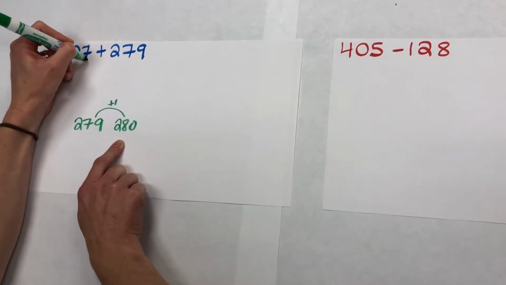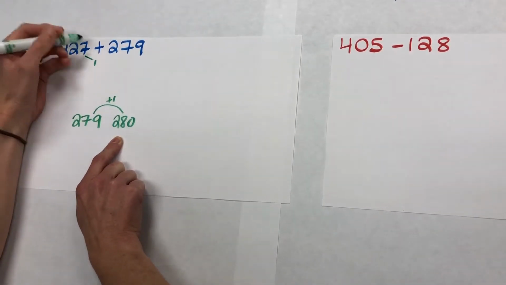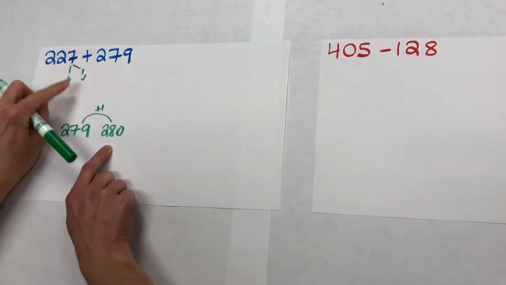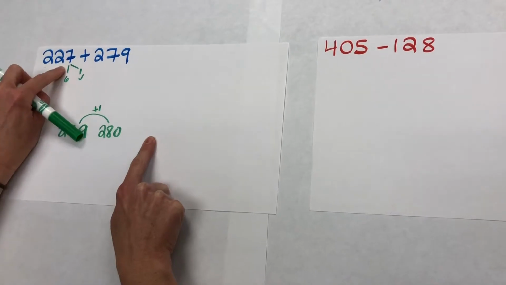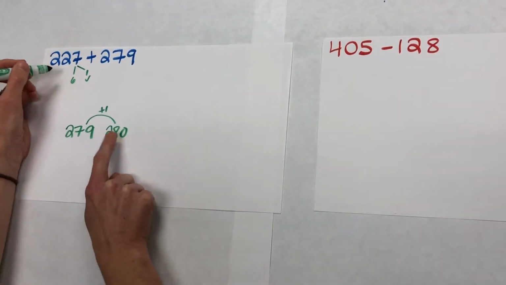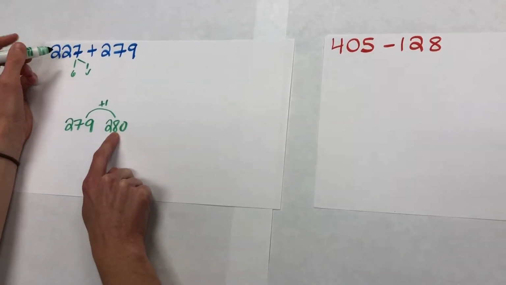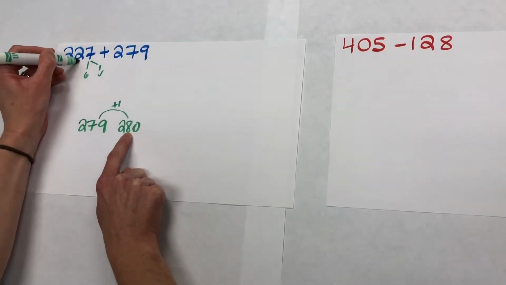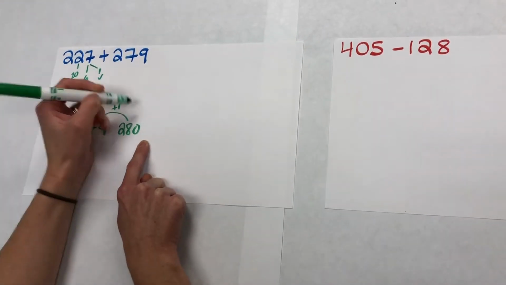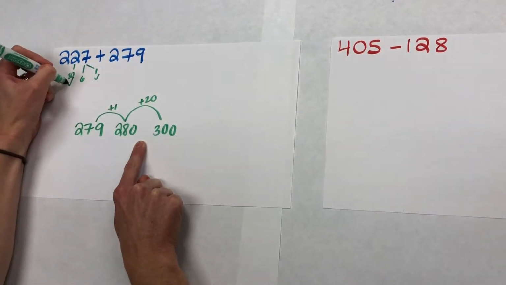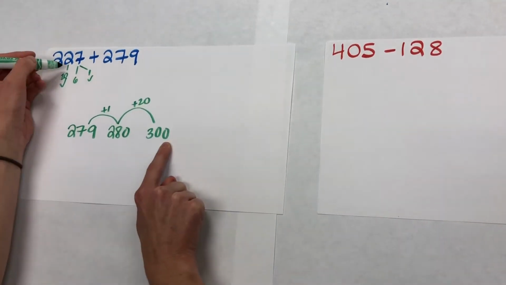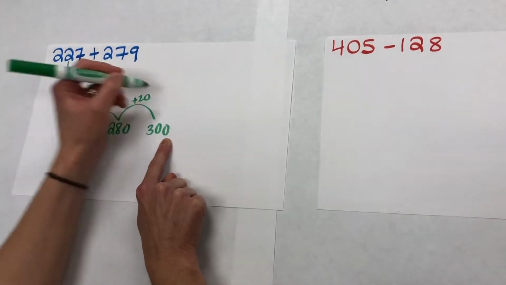I could break apart the 7 into 1 and 6. So I know that I've moved the 1. I might not want to do the 6 next, but I certainly could. For my purposes, I'm actually going to just go ahead and jump to the 20 because I know that I need to move 20. That 2 is valued at 20, so I'm going to go ahead and move the 20 to 300. Again, there's no right or wrong order, but that's just the choice that I made. Then I can come back and take care of my 6.